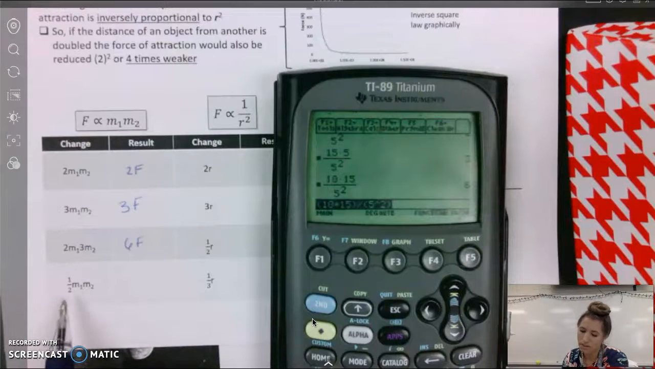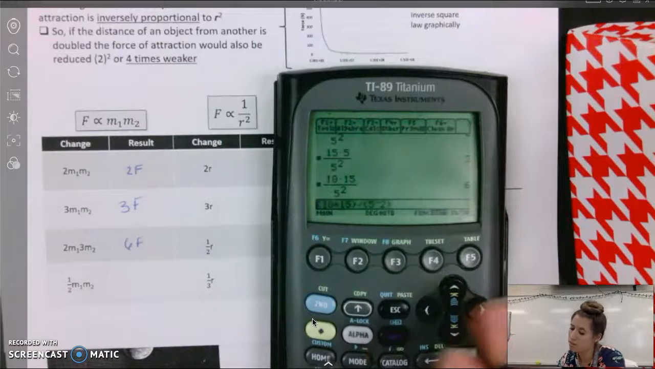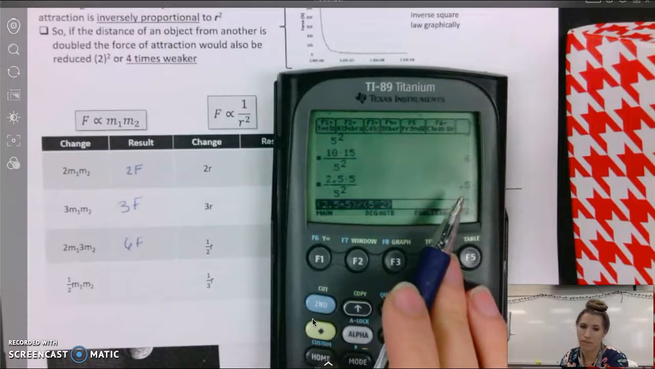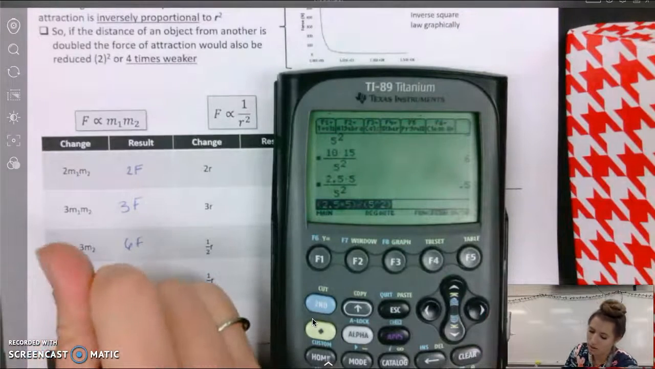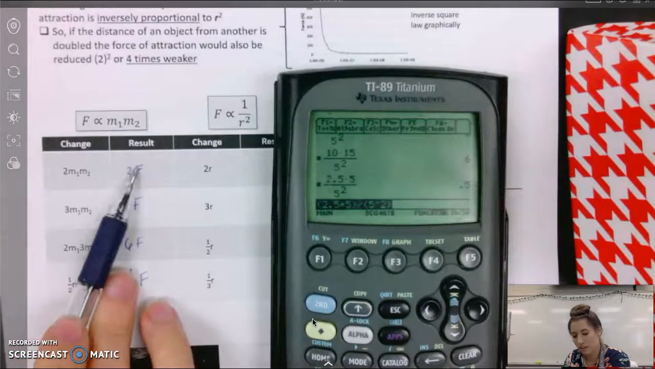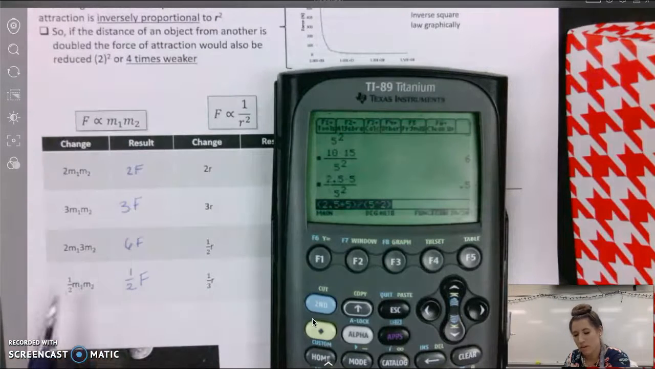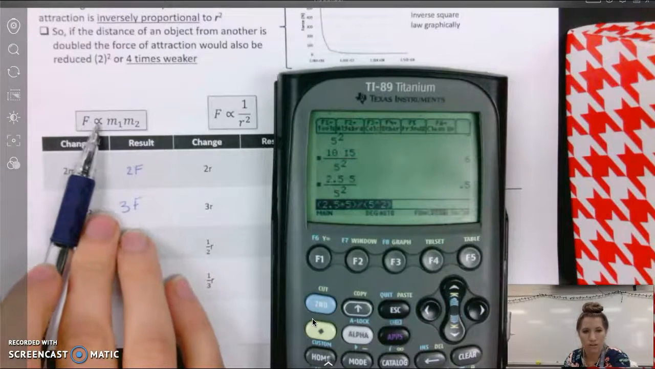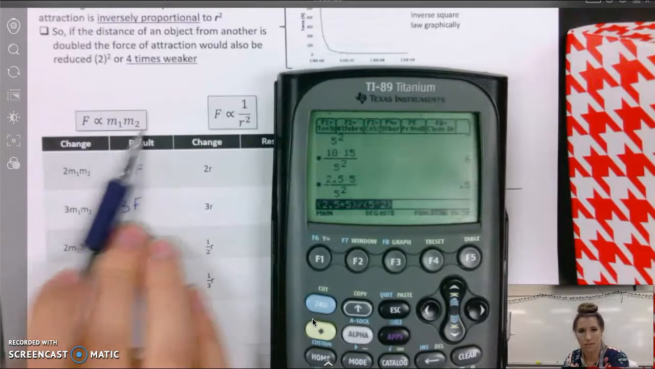What if one of the masses is half as much as it used to be? So we have 2.5 instead of 5. It's half as much. Everything else stayed the same. Now instead of 1, we have 0.5. So the force was half as much as it used to be. When one got bigger, the other one got bigger. When one got smaller, the other one got smaller. That is directly proportional. This sign here means relationship. So the force has a directly proportional relationship to the masses.